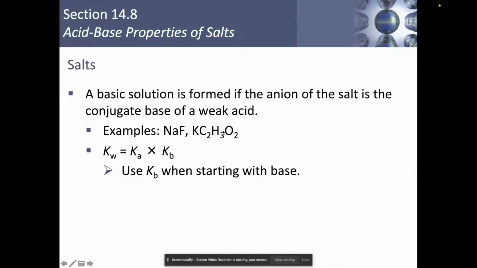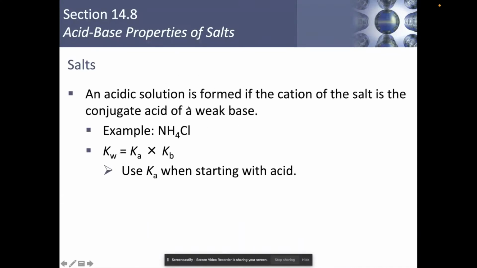And something that we never actually mentioned is how Ka and Kb are related to each other. If you multiply Ka and Kb for a particular compound, you end up getting the Kw for water. Kb is what we use when we're starting with a base, but you can also find the Ka of a base. So Kb and Ka times each other ends up making 1 times 10 to the negative 14. And so that's for basic solutions.